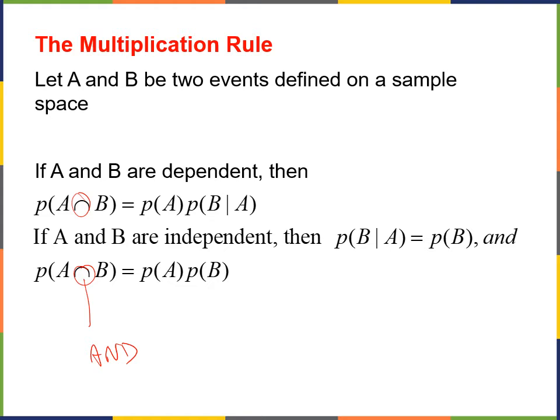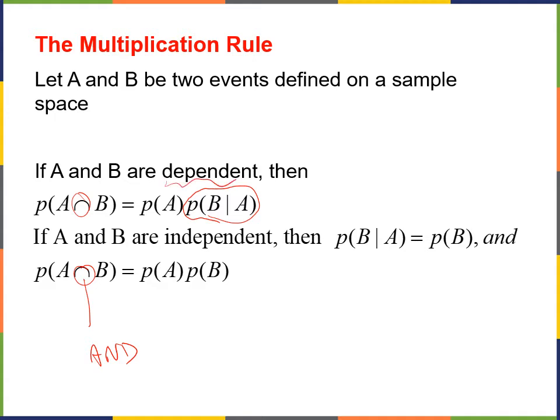Because B is dependent on A, this probability is extremely important. In order to calculate the probability of B, you have to think about what happens with A as well. And that's only because they're dependent on one another.